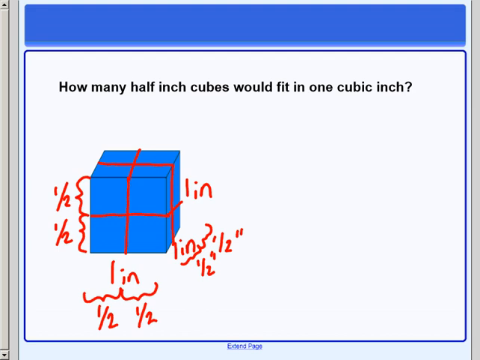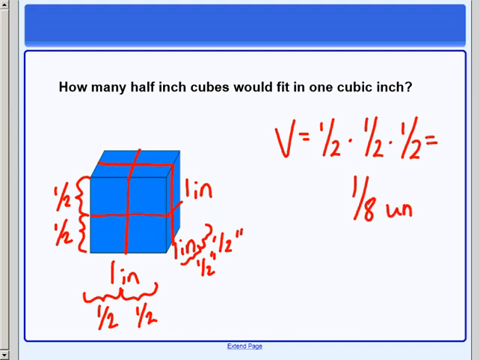And that should actually kind of make sense because if we think about what a half-inch cube is, a half-inch cube means that each of the sides of the cube is 1/2 of an inch. So the volume of a half-inch cube would be 1/2 times 1/2 times 1/2, which is 1/8 of a cubic inch. So if it's 1/8 of a cubic inch, then it should make sense that it takes 8 of them to make 1 whole cubic inch.